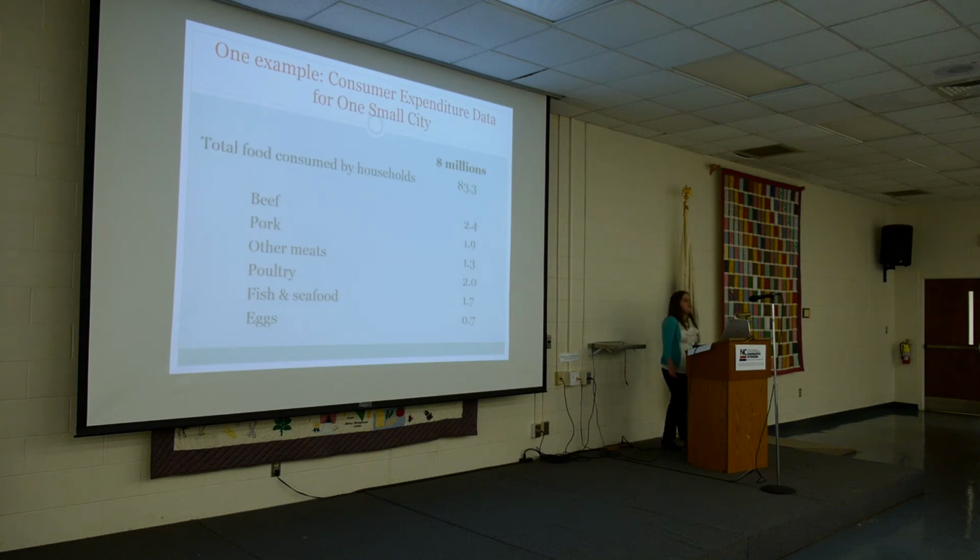And so here's an example of some of that consumer expenditure data for a small city. Let's say it says that total food consumed by households was $83 million. So in this community, households spend $83 million on food. And then it'll break it down even further and say, okay, 2.4 million of that was on beef, 1.7 was on fish, and so you can break it down. How do you think you would use this information? What's one way that this information could be helpful in one of your studies?